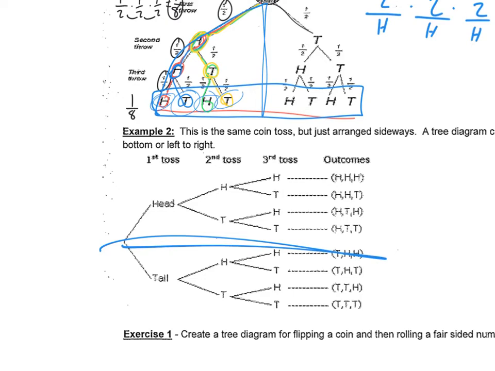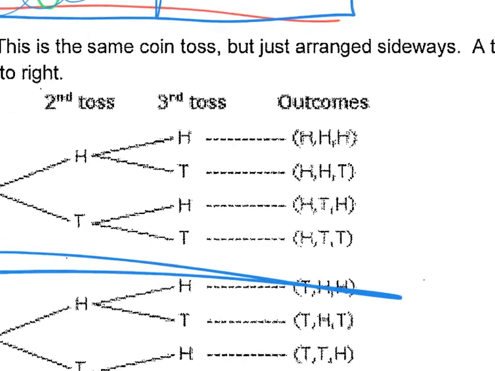Something else that this diagram does that I actually like a lot more, it lists all of the possible outcomes so you don't have to follow the line. There's our heads, heads, heads; heads, heads, tails; heads, tails, heads; heads, tails, tails; and then pretty much the exact same combinations, but all of these start off with tails instead.